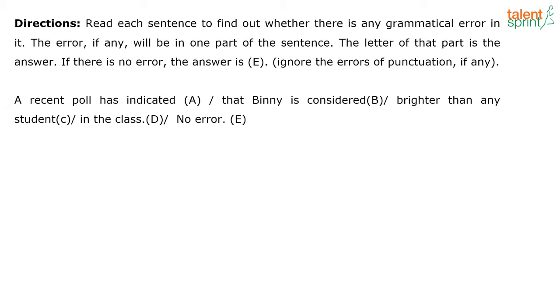Okay, so when you look at this context, a recent poll has indicated that Binny is considered brighter than any other student, right? So the error is in part C, where I add any other student. The comparison is happening with Binny to other students. So that clarity has to come in part C.